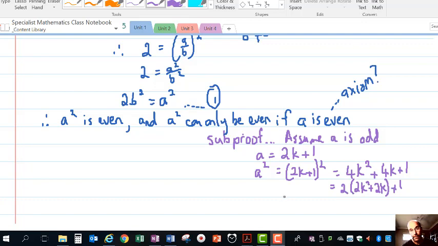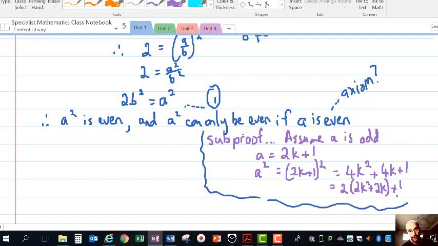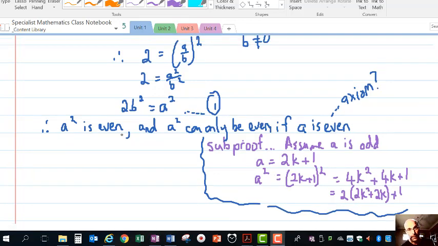So if a were odd, it would give an odd number when it's squared. So therefore it's not derived from an odd number, it's derived from an even number. If it was derived from an odd number, you would get an odd number when it's squared. So back to the main proof. Cordon that off. Back here we said therefore a squared is even, and therefore a must be even. So yes, a is even.